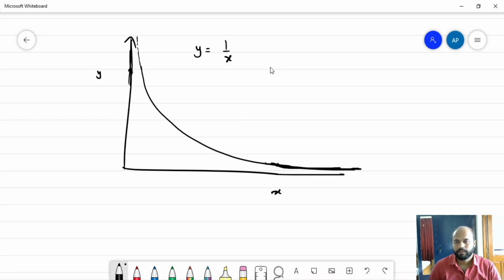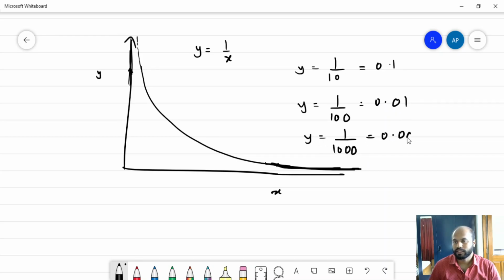So what we do is, we increase x. Let's say we have 1 by 10. We put x as 10. We get the value of this as 0.1. If we had 1 by 100, this would be 0.01. If we take 1000, it will be 0.001.